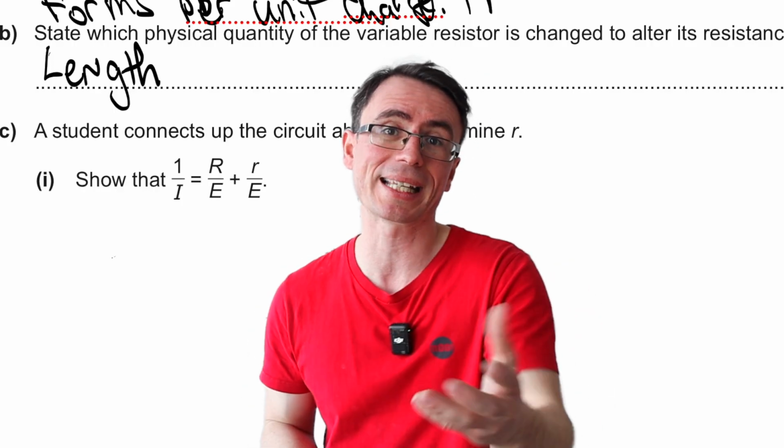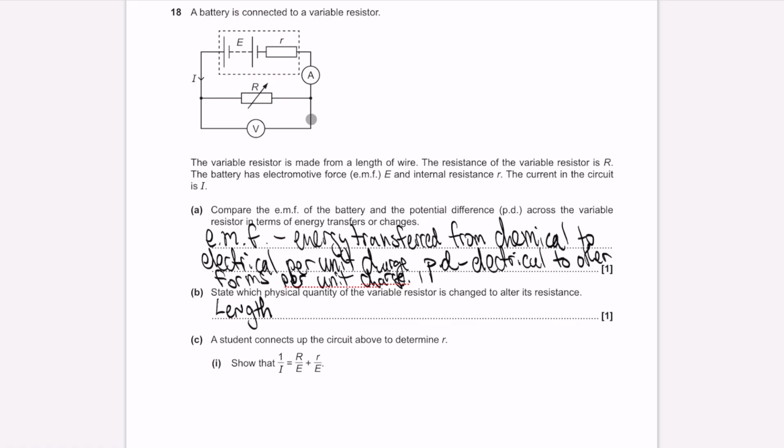Let's have a look at an example just like this. We have this circuit with EMF E, internal resistance little r, and then some resistance capital R, and we need to show that this expression is actually true. Now, you've probably never come across this expression in that exact form, but we can use the laws of physics to arrive at it fairly easily.